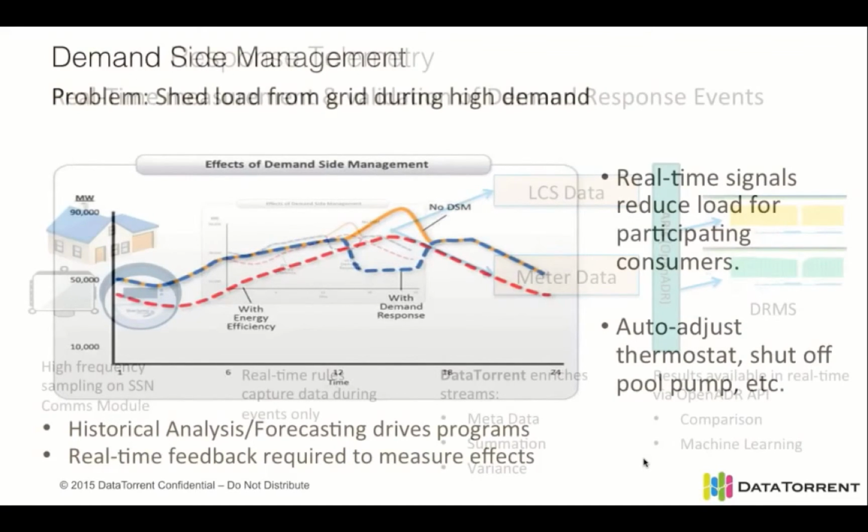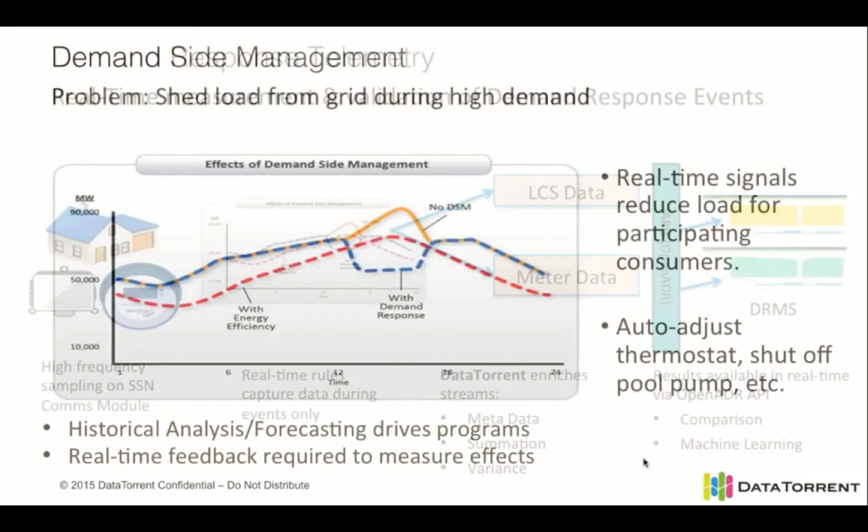we leverage the Silver Spring network technology to go ahead and send a signal out to participating consumers who've opted into a plan that allows the utility to take some control over the thermostat or pool pumps, other high energy draw appliances, in order to shed some load.